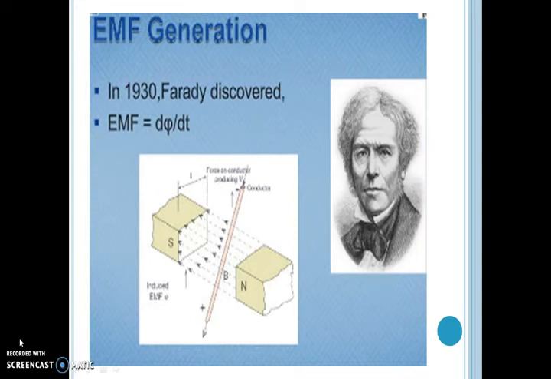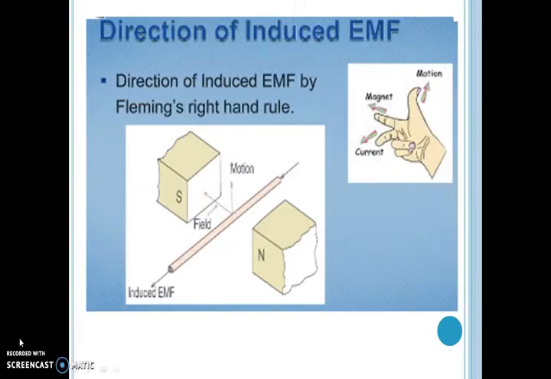So what is basically an EMF? EMF as an equation we get as d phi by dt. And the direction of induced EMF is given by Fleming's right hand rule. So what does that right hand rule denote?